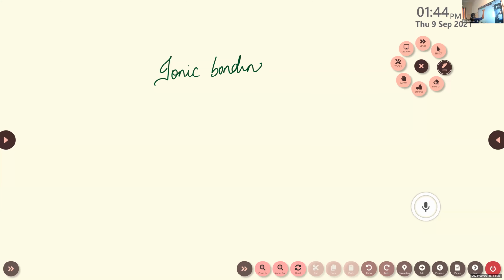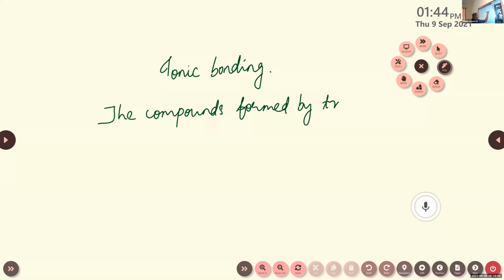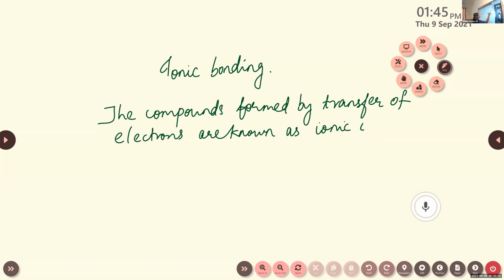This is known as ionic bonding. The compounds formed by the transfer of electrons are known as ionic compounds or electrovalent compounds.